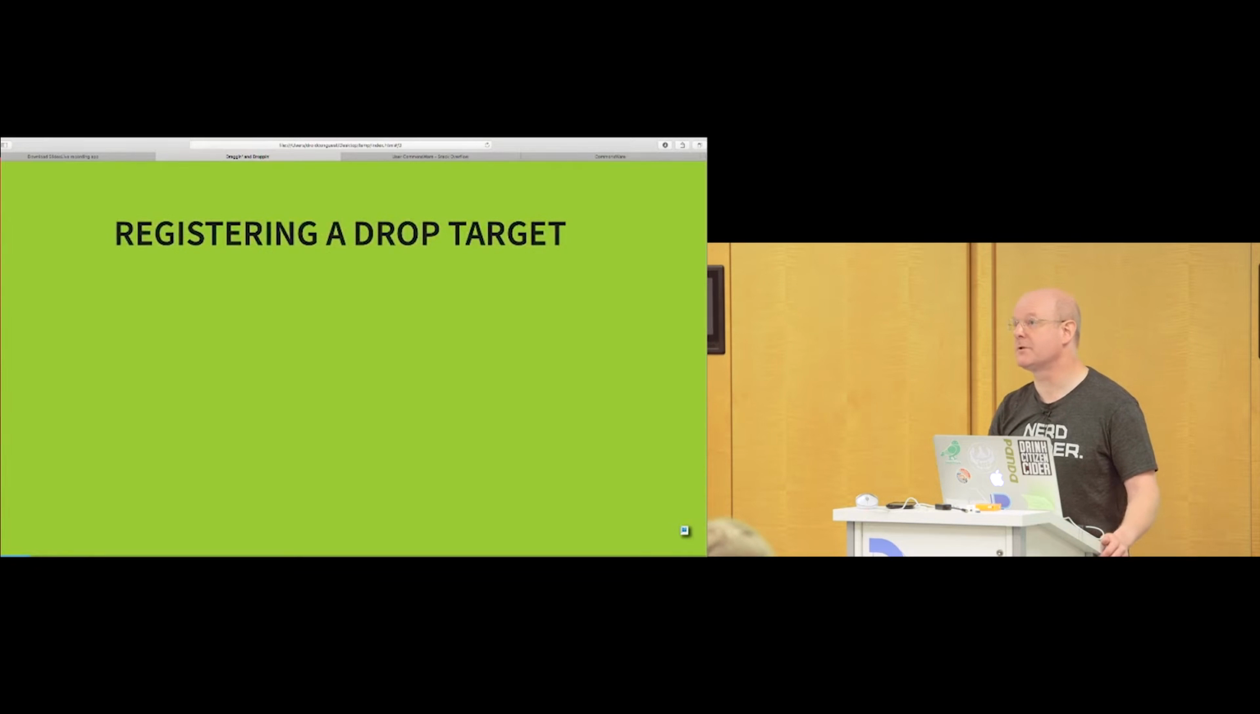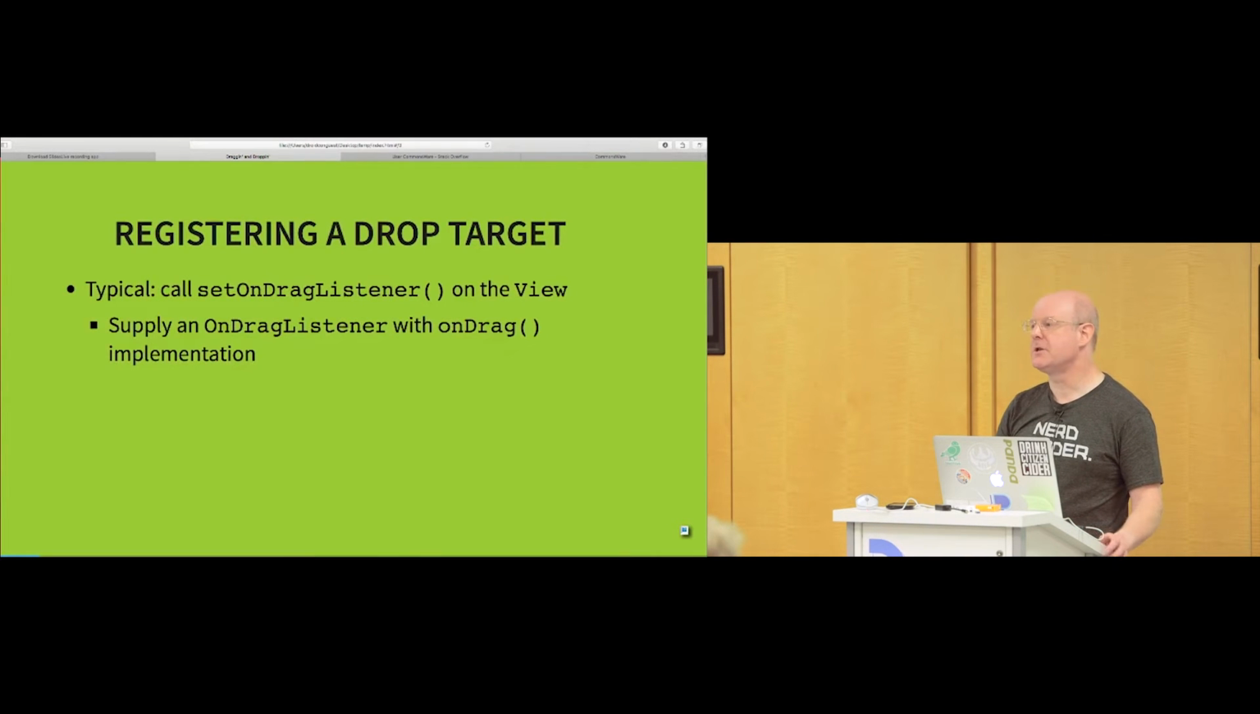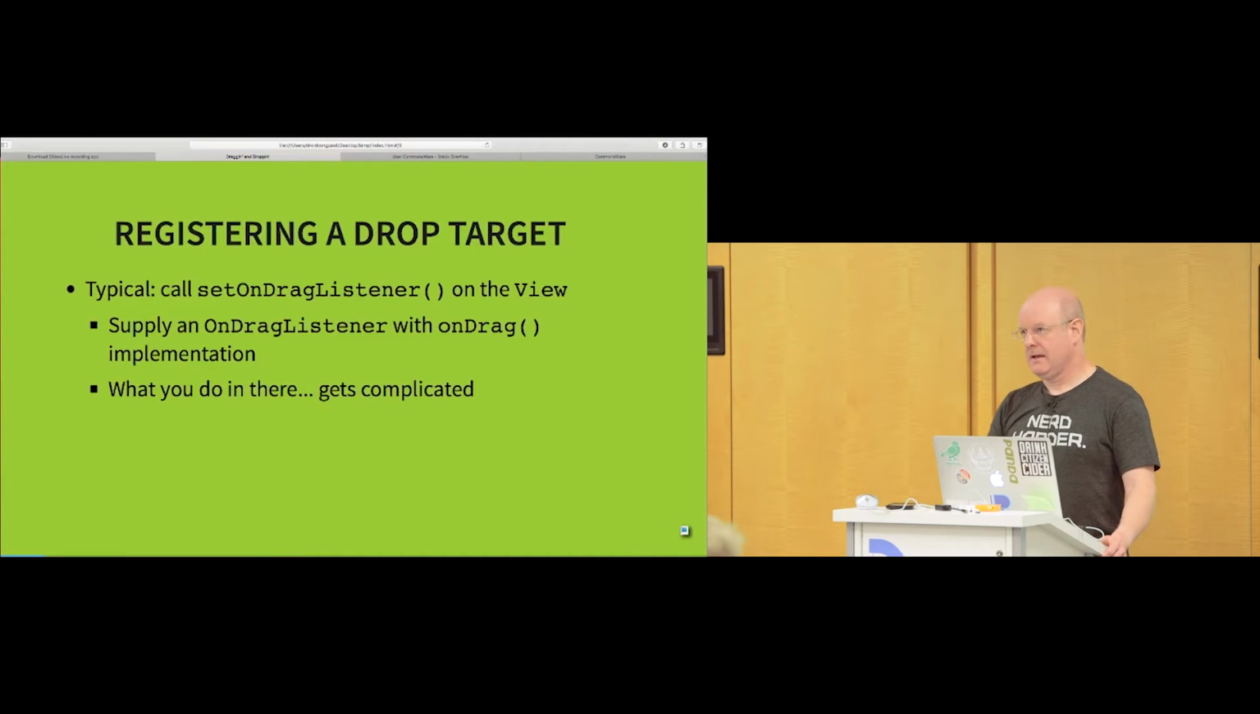So we need to register these drop targets. The typical way you'll wind up doing that is you'll call setOnDragListener on the view or view group that represents where you're dropping things. You'll provide an implementation of an OnDragListener interface, where you have one method you need to worry about, onDrag. That's called with a drag event, and what you do in there gets a little complicated because the API is a little on the clunky side. We'll get into all the dirty details of what those drag events are and what you've got to do in response to the onDrag call coming up shortly.